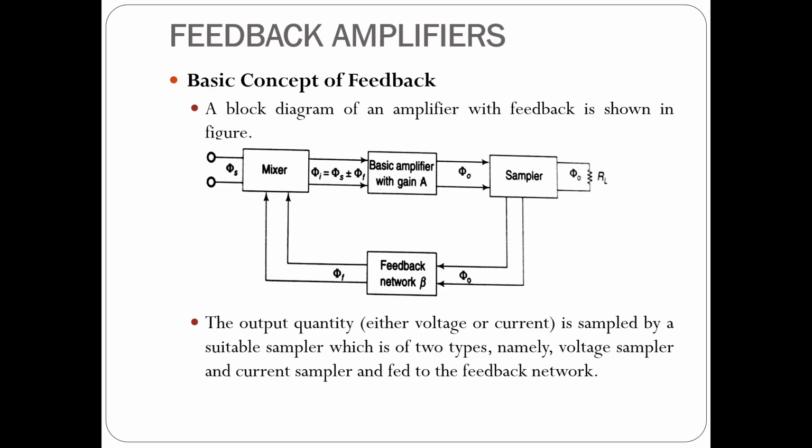Basic concept of feedback amplifier. The feedback amplifier consists of a mixer, a basic amplifier with gain A, a sampler, and a feedback network. This is the basic block diagram of a feedback amplifier. The output quantity, either voltage or current, is sampled by a suitable sampler, which is of two types, namely voltage sampler and current sampler, and fed to the feedback network.